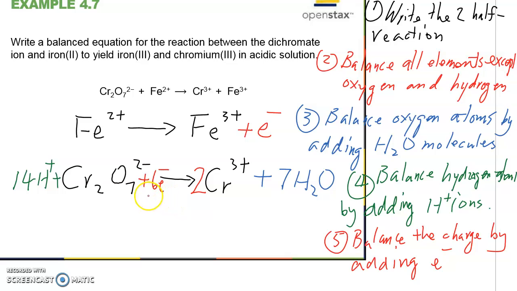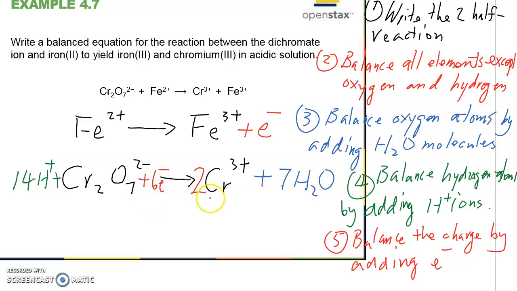Let me repeat what I just did. I count the charge on both the left side and the right side. On the left side, I have 16 positive plus 2 negative. So before adding the electron, I have 12 positive. On the right side, I have 2 times 3, I have 6 positive.